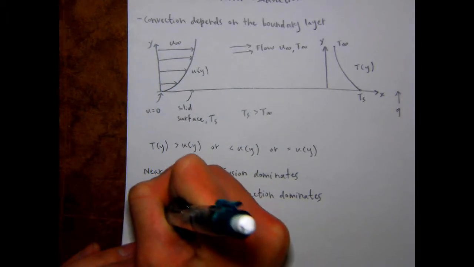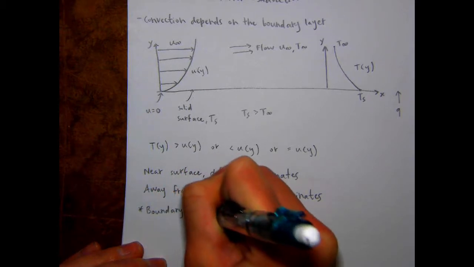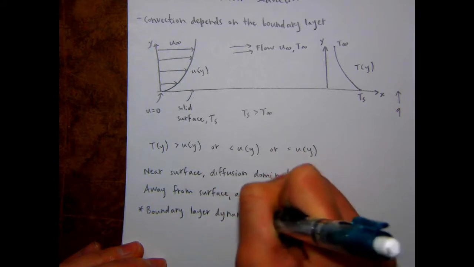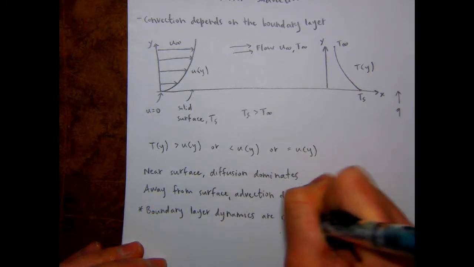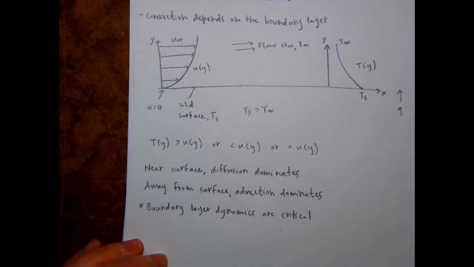So we'll say boundary layer dynamics are critical, and they really determine how well or how poorly convection is occurring.